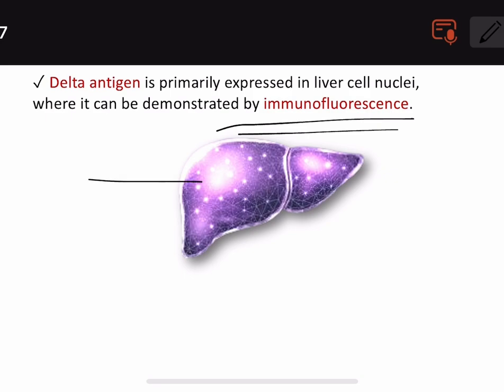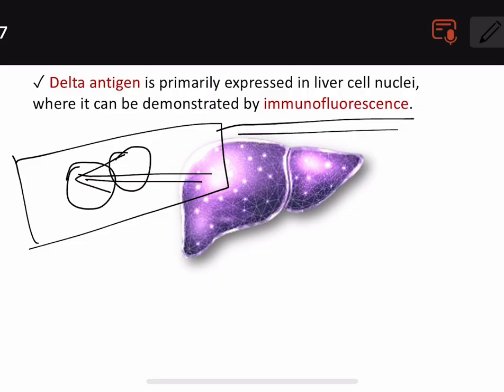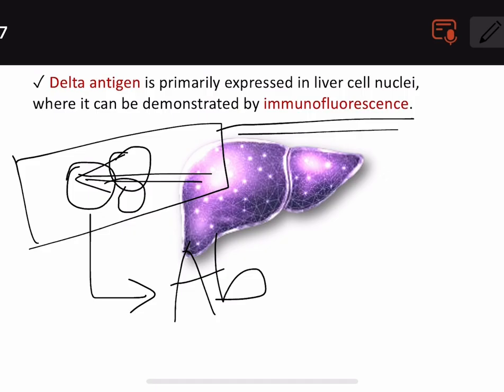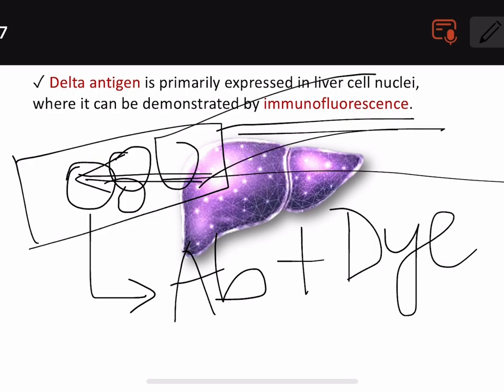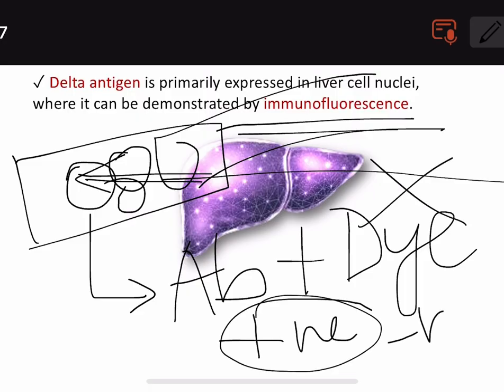So what happens? A liver biopsy sample is taken, a slide is prepared, and on the slide they prepare it by staining it with a specific antibody against the hepatitis D antigen, and this antibody is conjugated with a fluorescence dye. Then they observe it under the microscope. On observing under the microscope, if the staining is present, it shows a positive result. If there is no staining, it means it is negative.